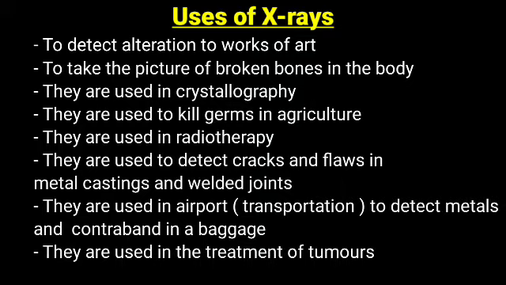Let's talk about the general uses of X-rays. We have use of X-rays in medicine, in industry, in transportation, in agriculture. So there are various areas where we can use X-rays. But let me just talk about the general uses of X-rays. 1, X-rays are used to detect hidden cracks in materials. 2, X-rays are used to detect the presence of forgery in works of art. X-rays are used to show broken bones in the human body.